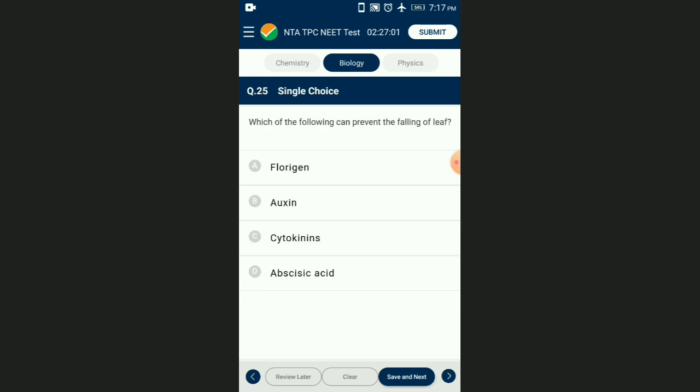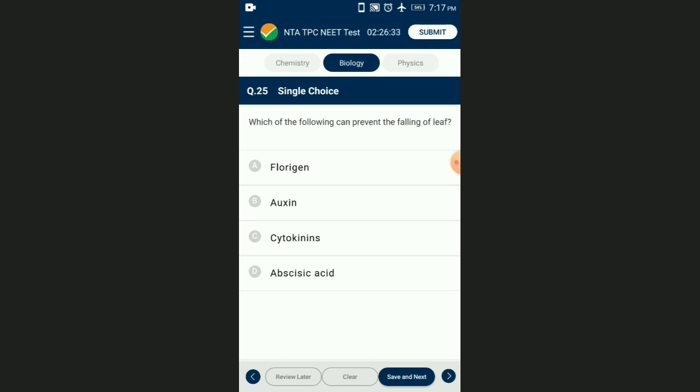Question number 25. Which of the following can prevent the falling of leaf? Abscission is a phenomenon in which plants form a specific cellular layer called abscission layer in the petioles and pedicels. The formation of this layer is stimulated by the growth inhibitor hormone abscisic acid, which is also known as stress hormone.